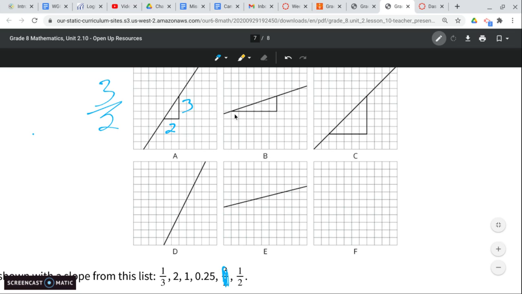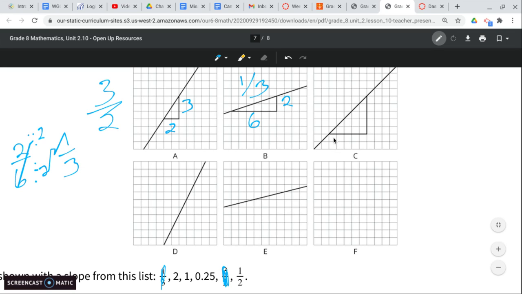The next one, we have 1, 2, 3, 4, 5, 6. We have 6 for our horizontal and 1, 2 for our vertical. Now, do we have a 2 over 6 down here? No, but 2 over 6 reduces down to what if we divide them both by 2? Reduces down to 1/3. So this is a 1/3 slope.